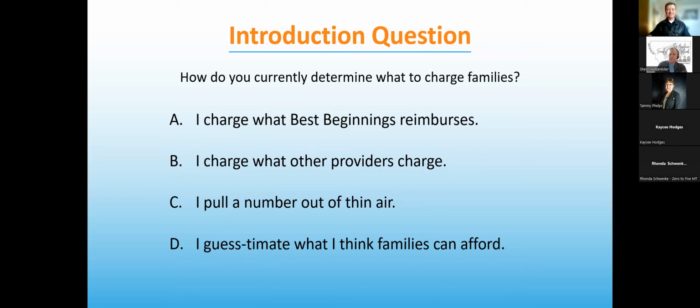A couple, what Best Beginnings reimburses. We've got to pull a number out of thin air, charge what other providers charge based on other programs, an average with Best Beginnings and other local providers. None of those. I charge what I need to cover expenses. I love to hear that.